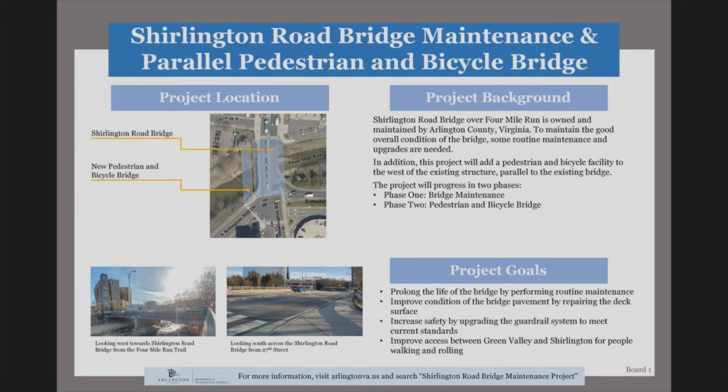The project goals for this project is really to prolong the life of the existing bridge by performing routine maintenance. Also to improve the condition of the bridge pavement by repairing the deck surface, and also to increase safety by upgrading the guardrail system to current standards. And as far as improving access, phase 2 will be the new bridge connection between Green Valley and Shirlington for people walking and also rolling. Next slide.